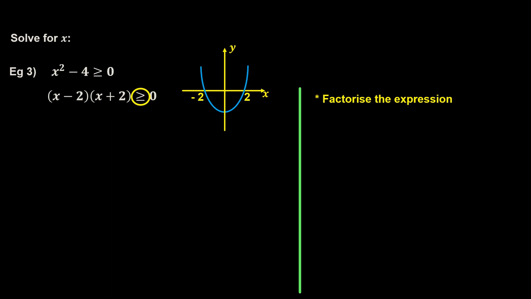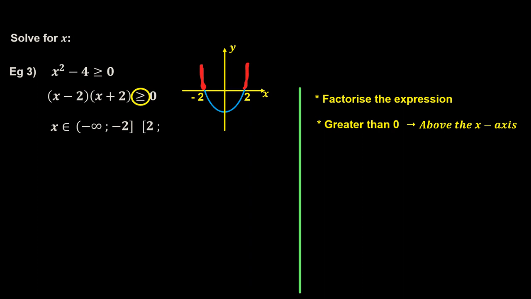Now I want to know which area is greater than or equal to. And if you look carefully at the parabola, there are two sections that are greater than 0. The first one is on the left. Now this will stretch from the left-hand side at minus infinity and end at minus 2. And because of the equal sign in that inequality, I need to change it to a square bracket. Then I've got another portion on the right that is above the x-axis, and it starts at 2 and stretches to infinity. And again, because of the equal sign on the inequality, we need to use a square bracket.